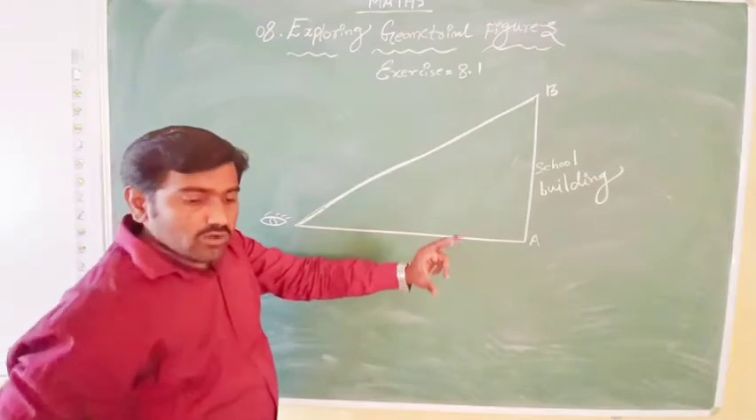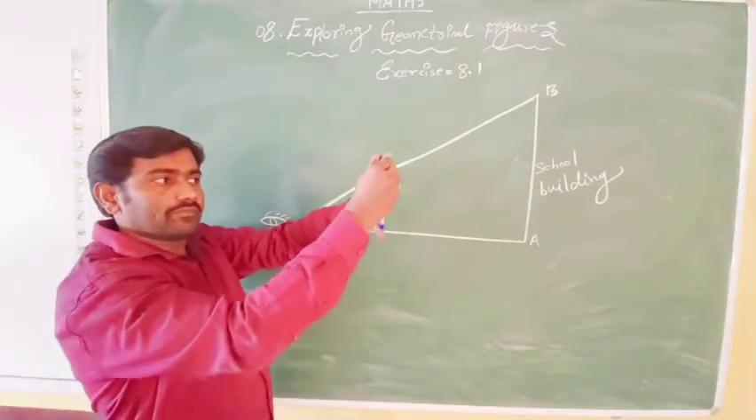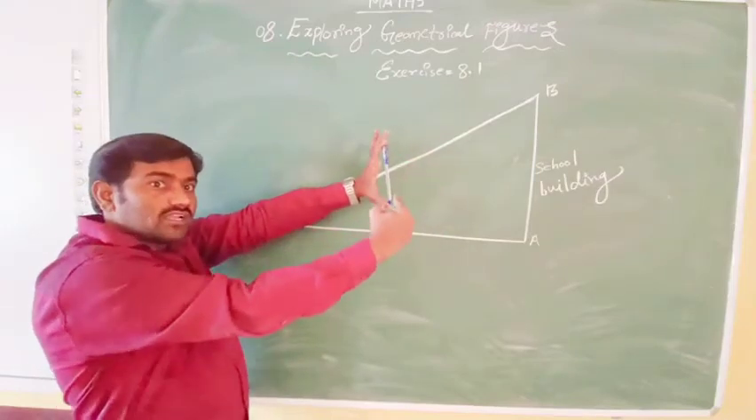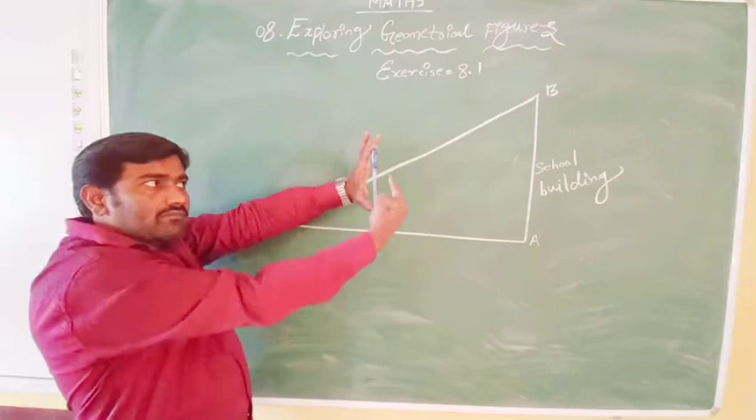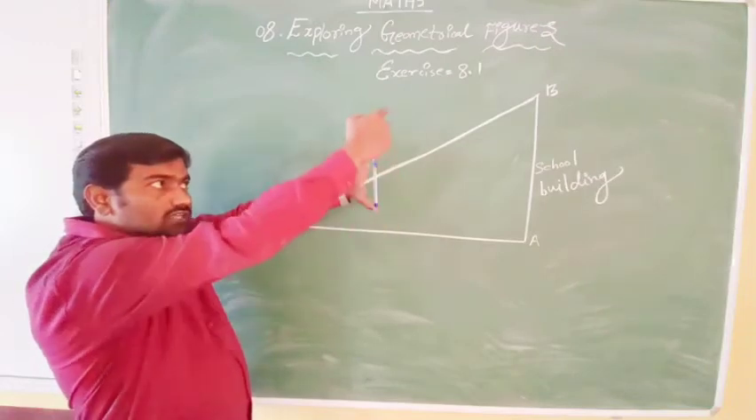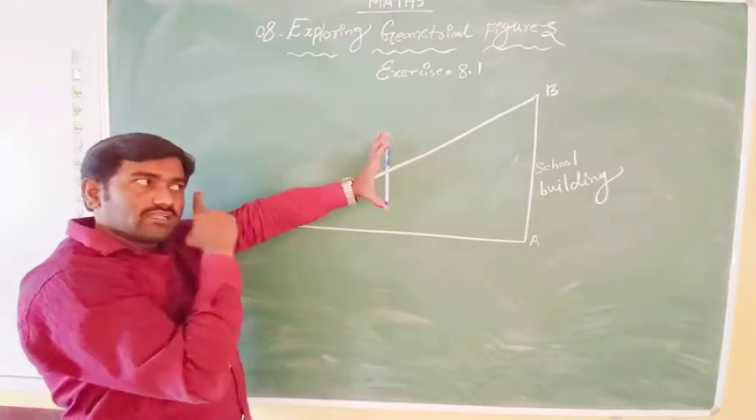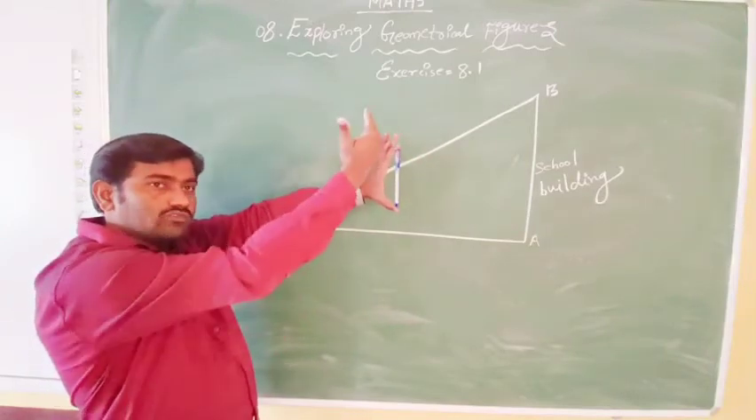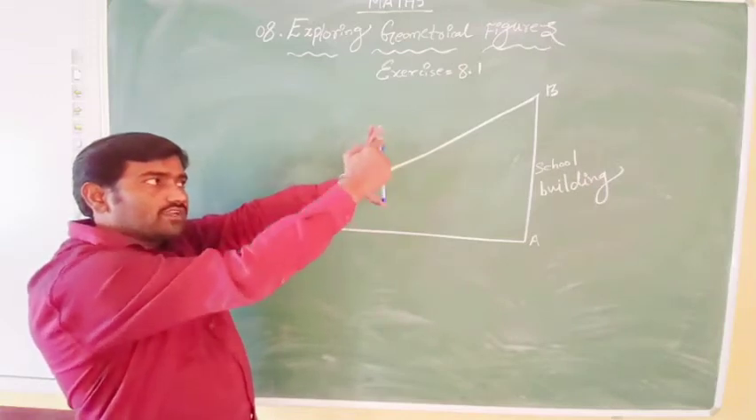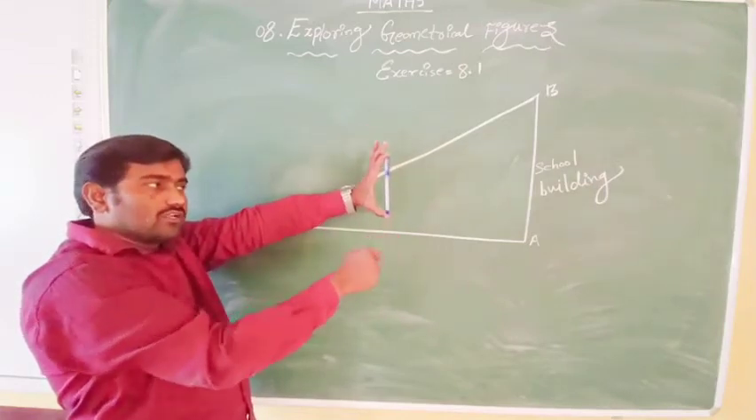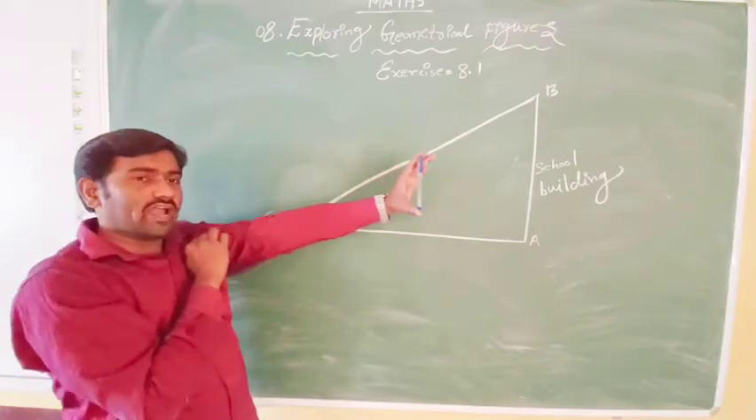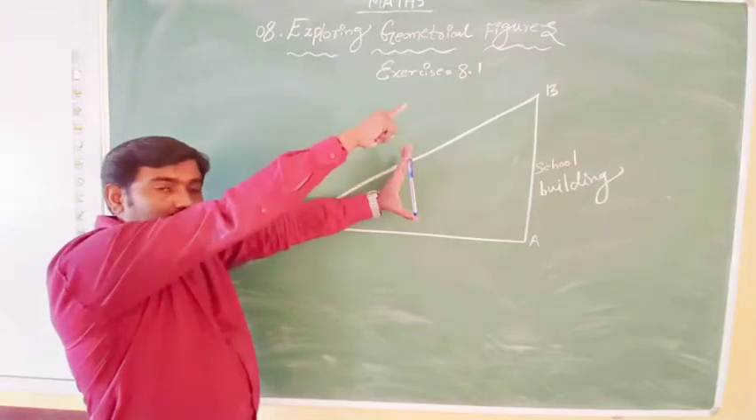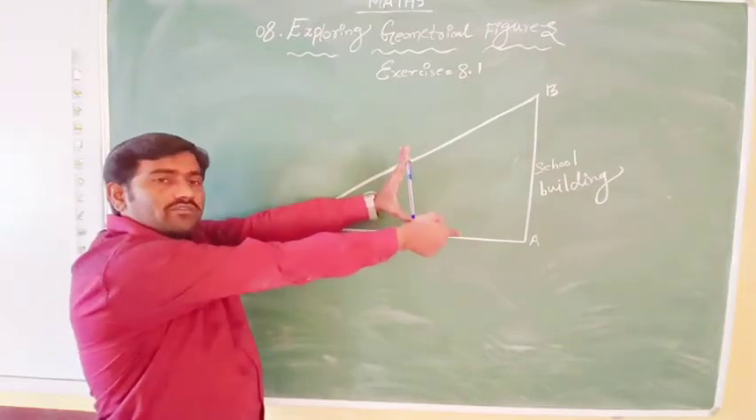Suppose I am holding a pen and I am observing the height of the school building in such a way that the bottom and top of the pen should cover the bottom and top of the school building. In such a way you have to adjust your place and observe the top of the building with the top of this pen and the bottom with the bottom of this pen. You stretch your hand or arm and observe that this top covers the top of the building and this bottom covers the bottom of the building.